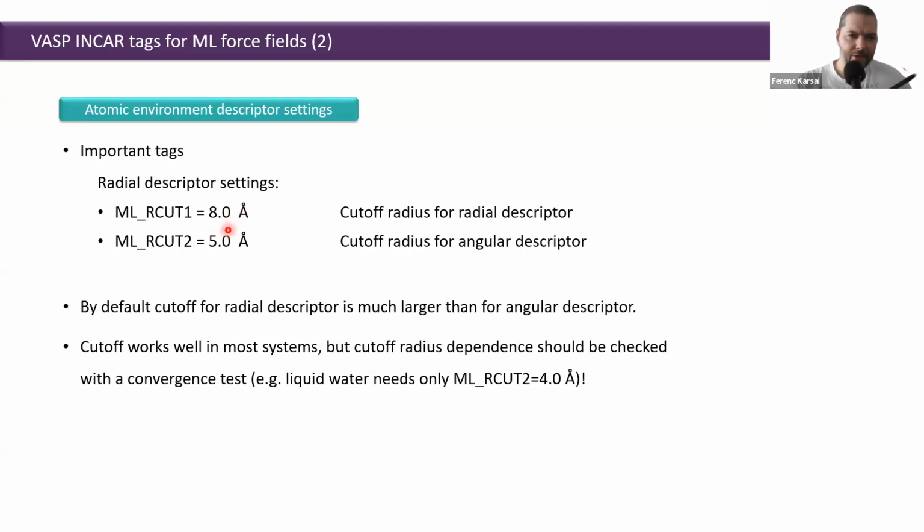Having a bit larger radius for the radial descriptor is because it's computationally very cheap, and we saw that by including this, the quality of the force field is significantly improved in some cases. The defaults, as I mentioned, usually work well for most systems. Nevertheless, it's sometimes good to test or optimize the radii, especially the radius of the angular descriptor. For example, in liquid water, it turned out that a radius of 4 angstrom for the angular part is beneficial.